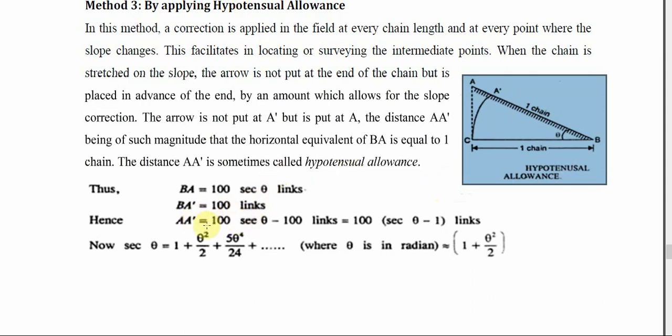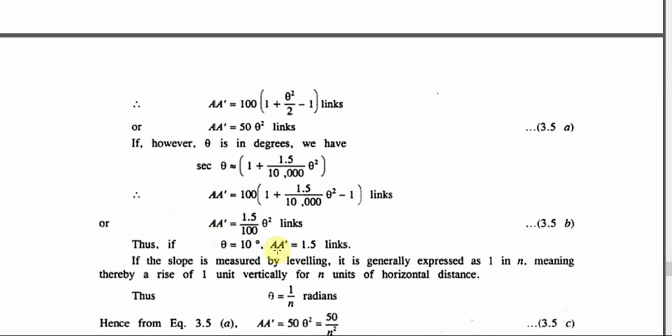Now AA dash is given by BA minus BA dash. So 100 sec theta minus 100. So 100 is taken common, and in brackets we have sec theta minus 1. Now sec theta is equal to, if theta is in radians, 1 plus theta square by 2 plus 5 theta raised to 4 divided by 24, and so on. So therefore AA dash will be equal to 100, and instead of sec theta I'll be substituting 1 plus theta square by 2, minus 1.